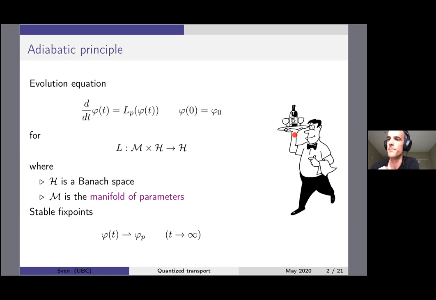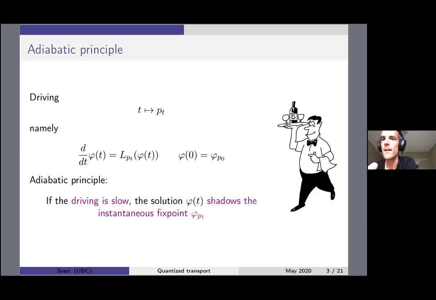Right, so this is part of the assumptions that you need to have an adiabatic principle. And once you have that kind of setting, then what happens? Well, it is a waiter. So this guy is actually moving around, or at least was in the good old days where you could go to the restaurant. So he's moving around, and therefore he's moving this plate.